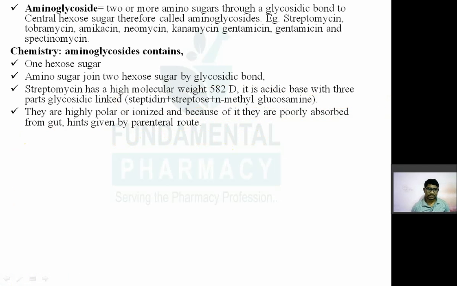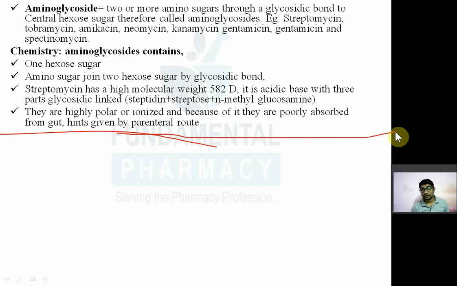So streptomycin, amikacin, then gentamicin are mostly given by parenteral route because their oral absorption is very poor. They are highly polar and ionized, and because of that they have very high water solubility. You know that water soluble, high molecular weight compounds are not absorbed well from GIT.